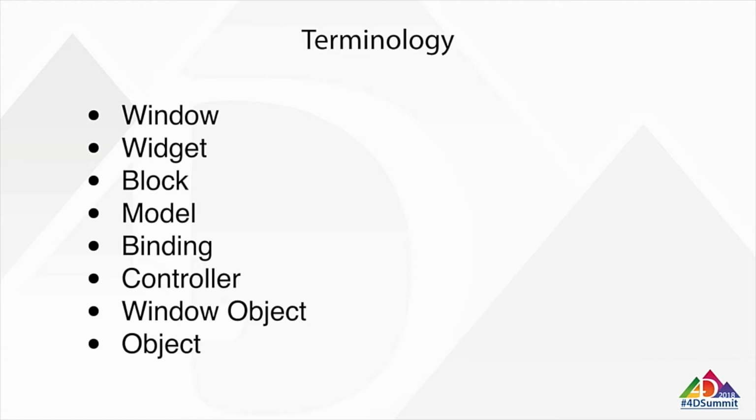The model, I'll describe more of that, but that's basically a C object that lives in window space that's always there. Binding is the idea of taking something that's in the model and having the widget update based on the value of the model, or backwards as well when the UI changes. The controller is just a method, window object.